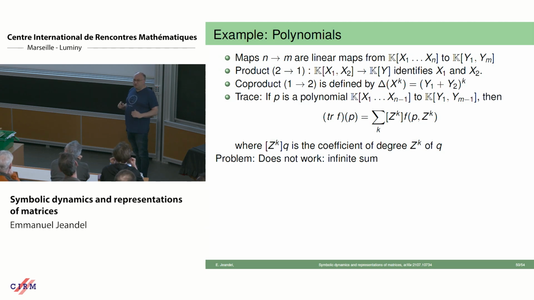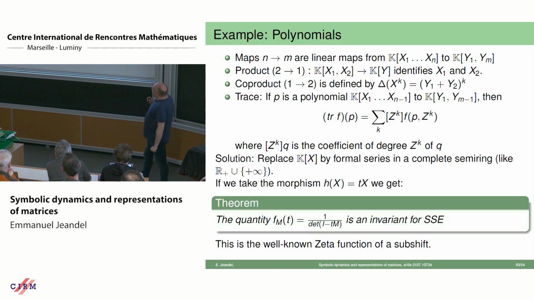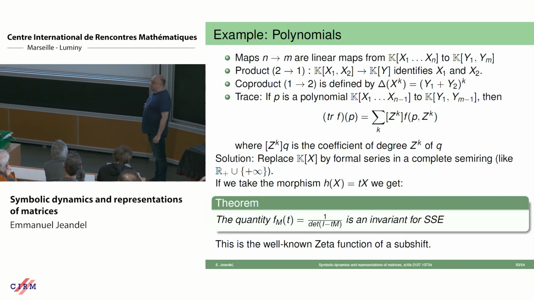There is no notion of trace, so you have to think a bit about how to do the trace. And to do the trace, I'm forced to completely change what they are doing and replace polynomials by formal series, and fields by semi-fields, semi-rings, but it works. If I replace it by a semi-ring, I obtain something very interesting: I obtain directly the zeta function as an invariant.